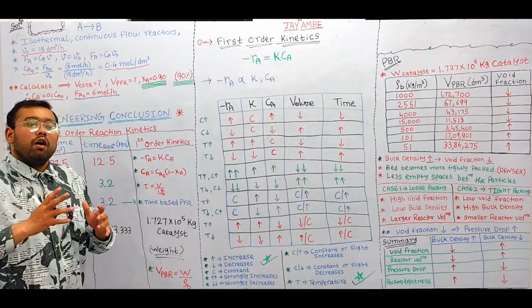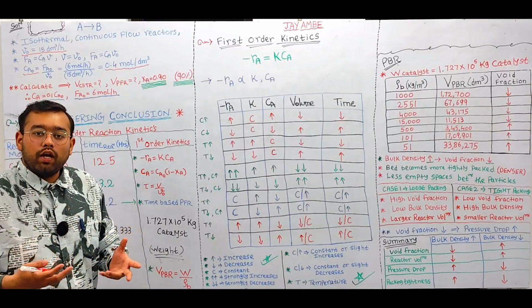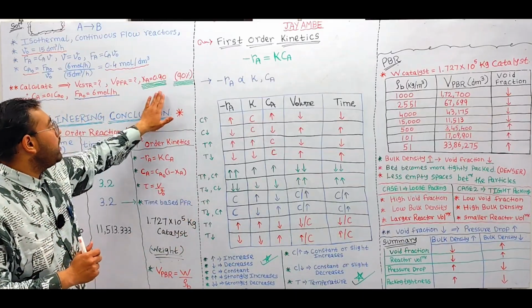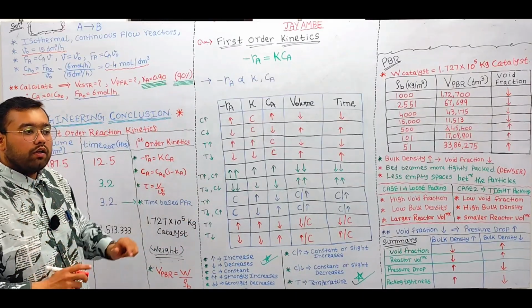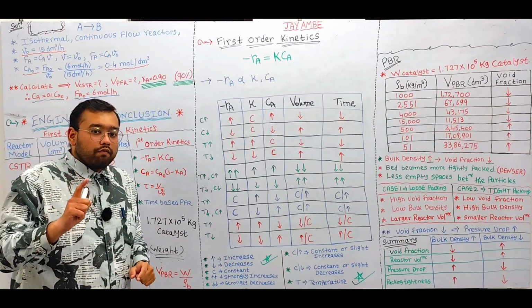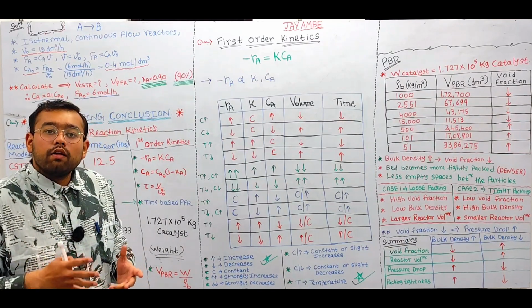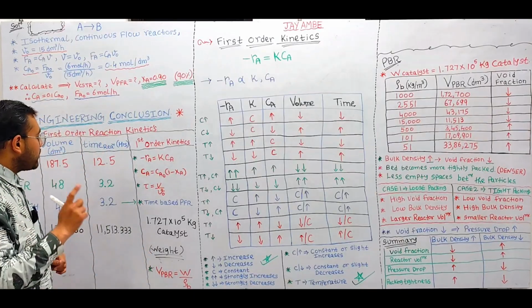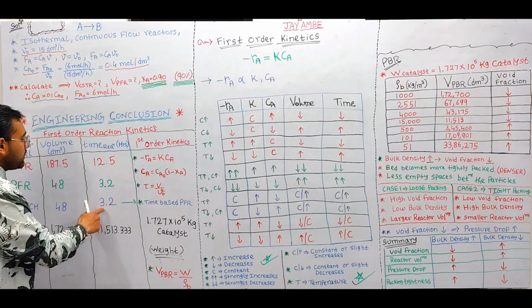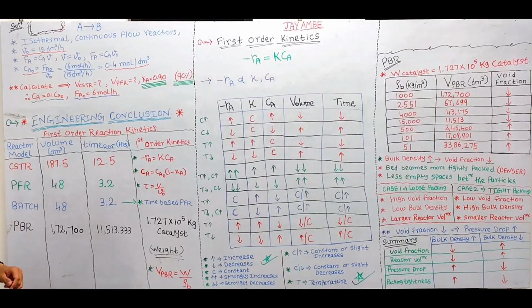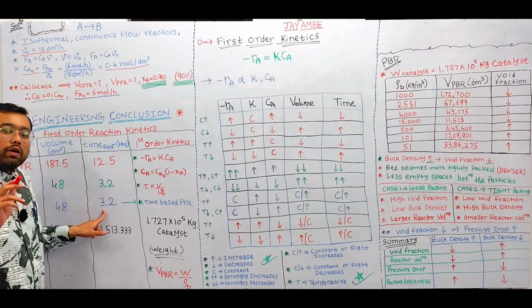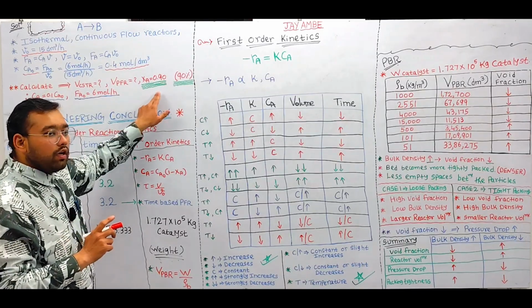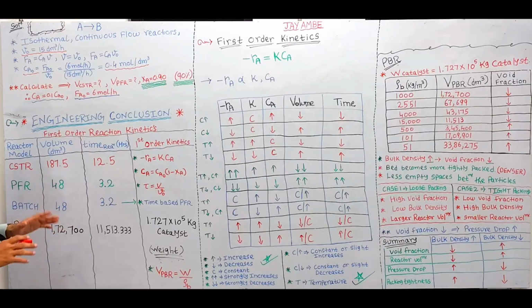And the second question was, what will be my reaction time? How much time will we require in order to achieve the desired conversion of 90% by using the batch reactor? By using the performance equation of the batch reactor, we have calculated the time required in order to achieve the desired conversion of 90%, which comes out to be 3.2 hours. So by using the performance equation of the batch reactor, we have calculated the time required to achieve the desired conversion of 90%.